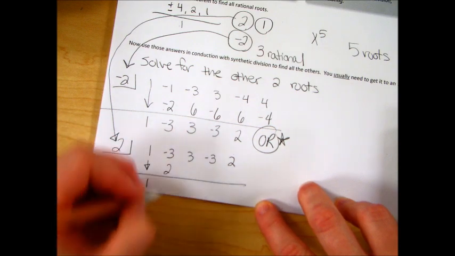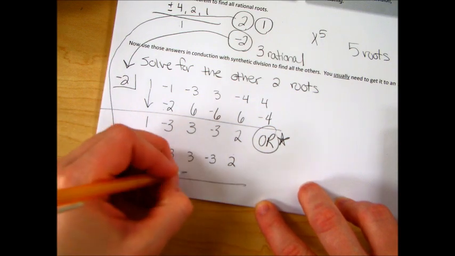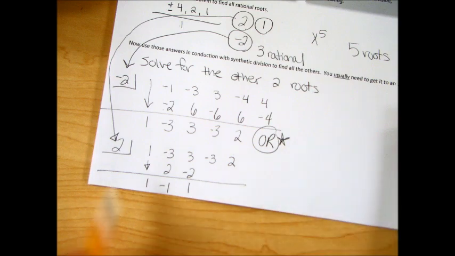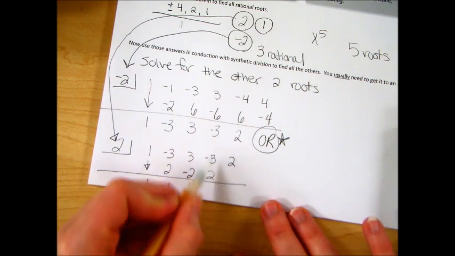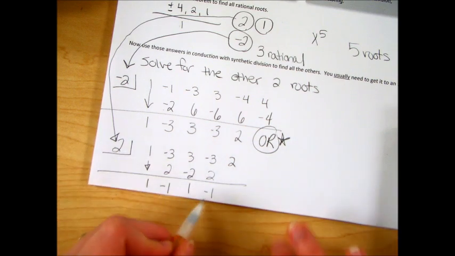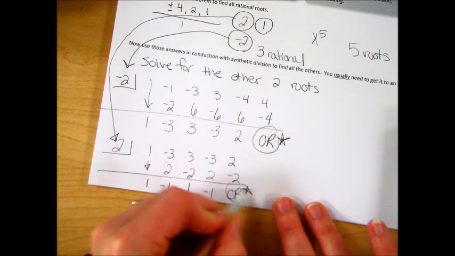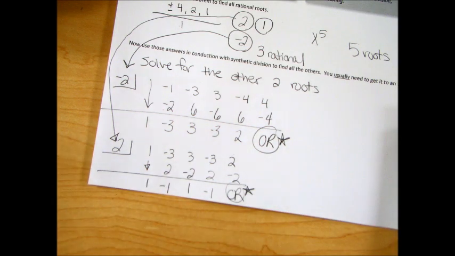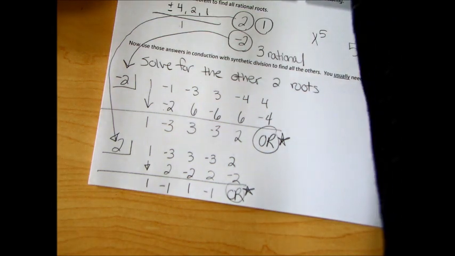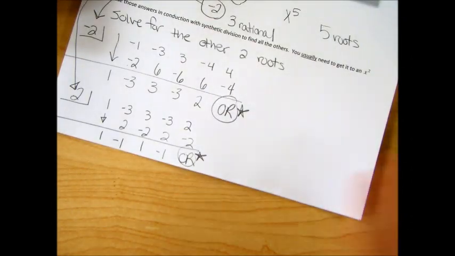Add. Negative 3 and 2 is negative 1. Multiply. Negative 2. Add. Positive 1. Multiply. Positive 2. Add. Negative 1. Multiply. Negative 2. Add. 0. Hey, I'm so happy I get a 0 there, because if I didn't get a 0, something was really wrong, either with my rational root or with my synthetic division. Okay?